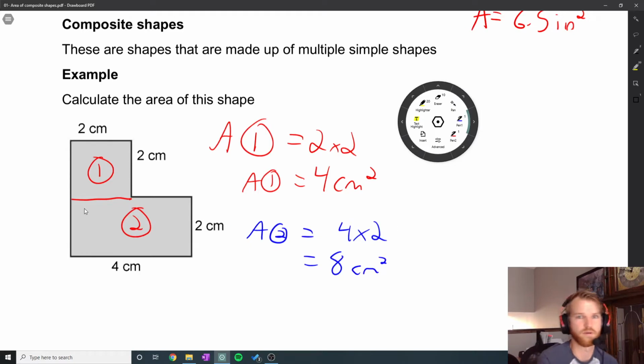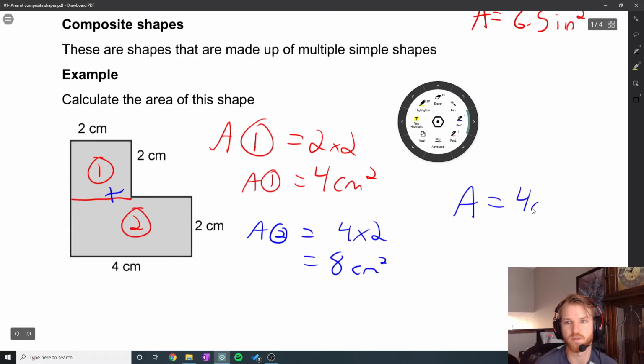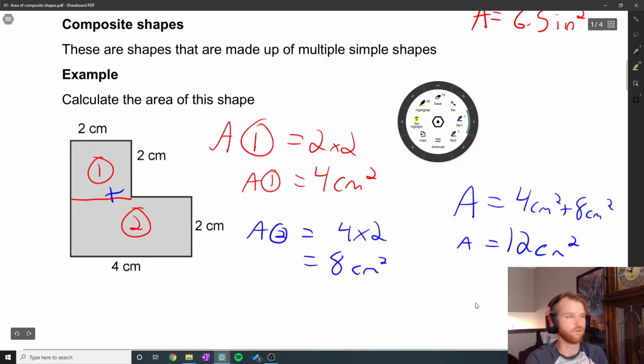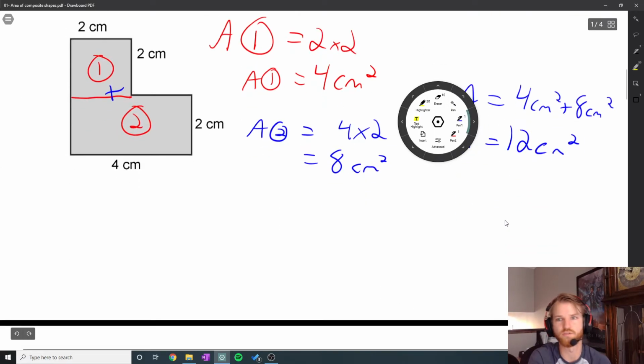Now, it's asking for the area of the entire shape. So the entire shape is going to be these two added together, the area of that one and the area of that one added together. And so the area of everything, I'm just going to call this one A, is going to be 4 centimeters squared plus 8 centimeters squared, which gives me a final answer of 12 centimeters squared. So really not a whole lot to this one. It's just finding the area of those two and adding them together.